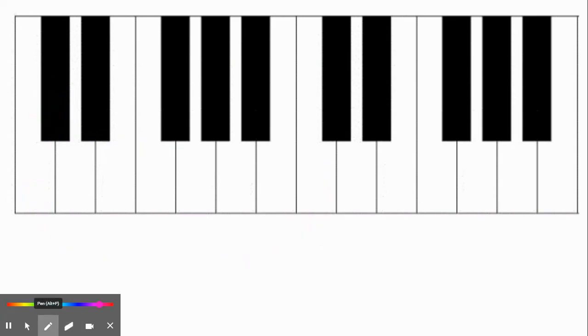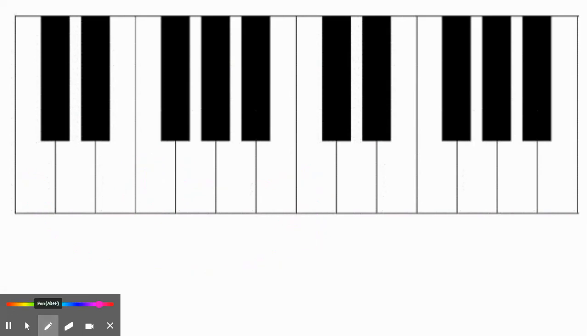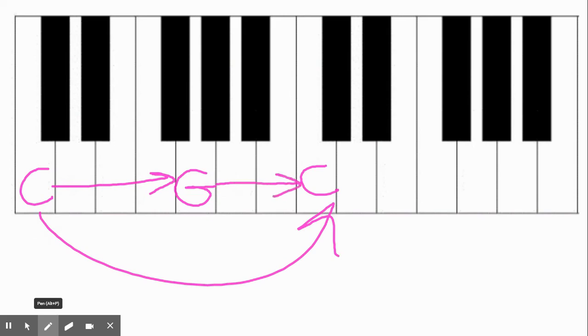What about a perfect fourth? If I start on C and I go to F, I have a perfect fourth. If I invert that and make F my root, now I have a perfect fifth. And so if I have a C to a G, which is a perfect fifth, and I invert it, G to C is a perfect fourth.